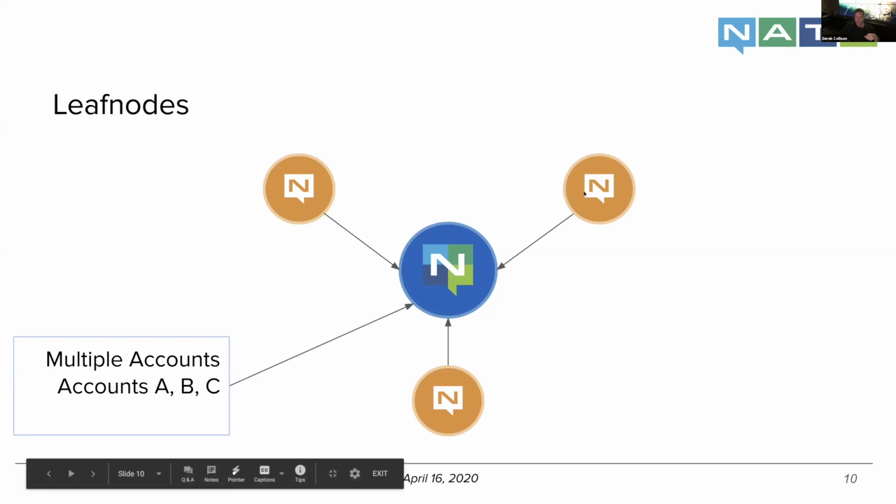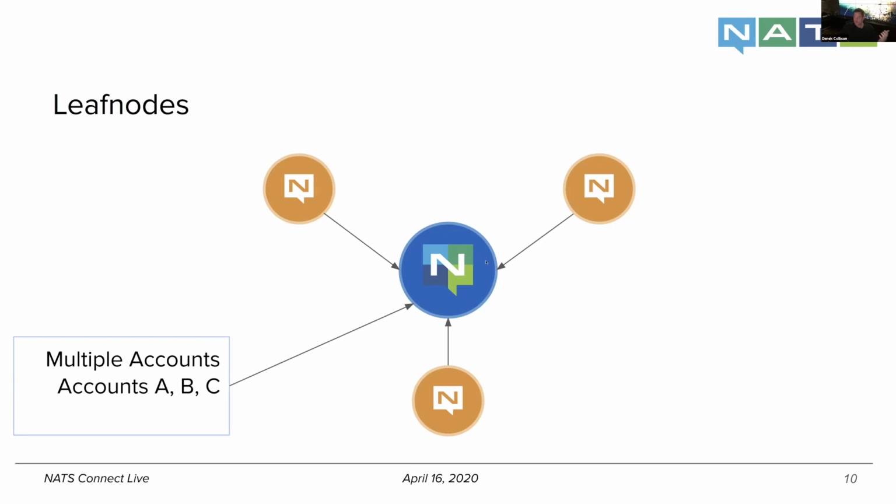And so if someone over here is also binding to account, let's say B, any client over here can talk to any client over here totally transparently, regardless of how big this supercluster is. And that means it can span multiple geos, multiple cloud providers, edge gateways, everything you can imagine.